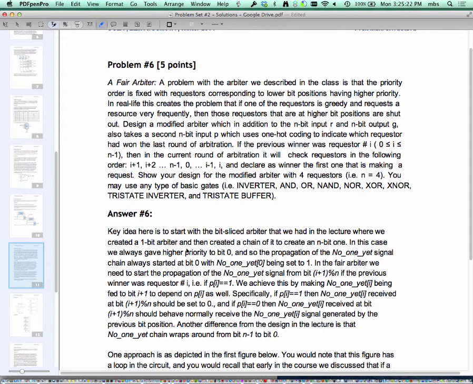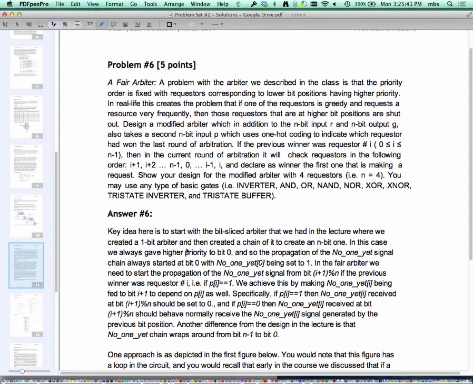3, 0, 1, 2, in that order. If in the previous round requester 3 was the winner, then in the current round I'm going to check 0, 1, 2, 3. If in the previous round 1 was the winner, I'm going to check 2, 3, 0, 1. So that's going to be the order.